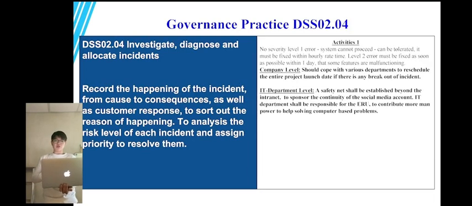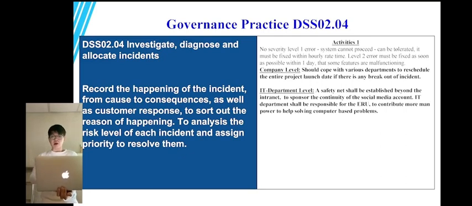For DSS02.04, investigate, diagnose, and allocate incidents, to record the happening of an incident from cause to consequences, as well as customers' response, to sort out the reason of happening, to analyze the risk level of each incident and assign priority to resolve them. On the company level, since social media serves as promotion, resolving customers' inquiries, and brand promotion purposes, the management board should define the importance of each service.